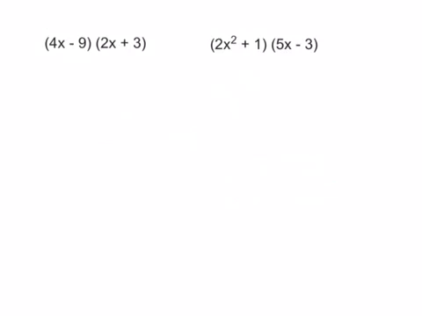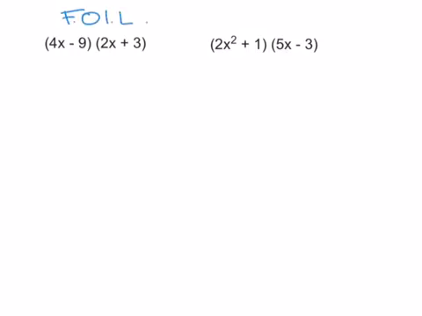Okay, so these next two examples are a little more complex. In both cases, we've got a binomial times a binomial. Again, 2 terms multiplied by 2 terms. The first method I'm going to show you is what we call FOIL. And you may have heard of this before, but if not, that's fine.